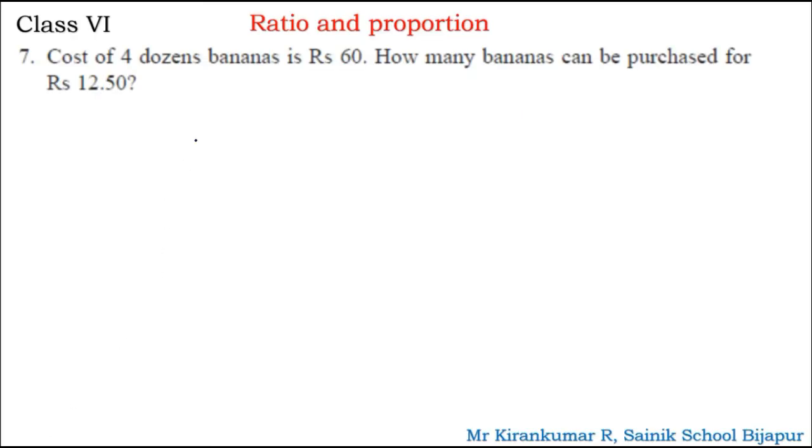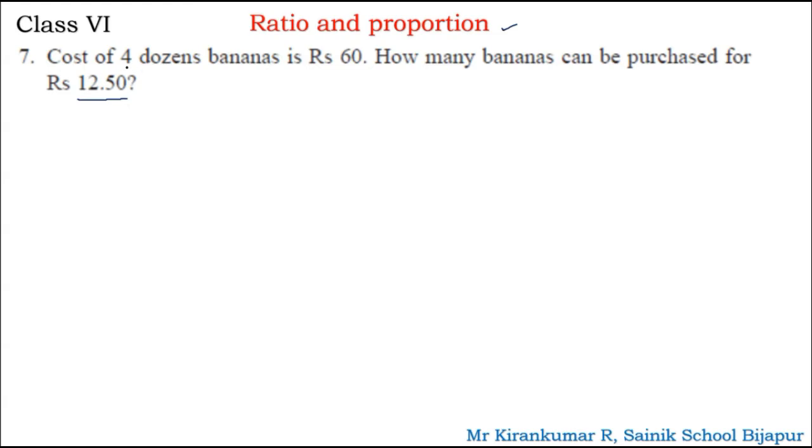Hello students, let us continue the session on ratio and proportion. We had solved 6 questions from exercise 12.3. Now the 7th one. The cost of 4 dozen bananas is rupees 60. How many bananas can be purchased for 12 rupees 50 paise?